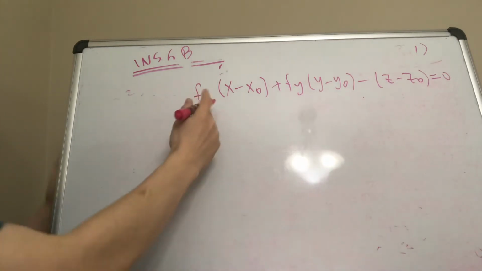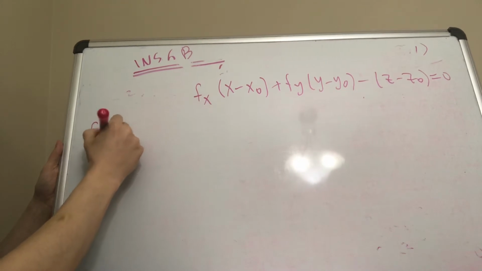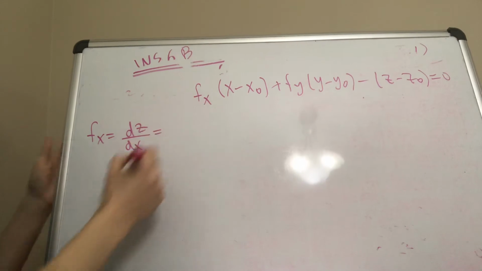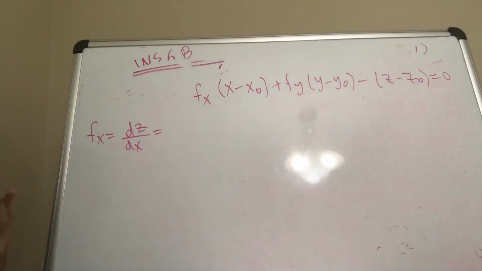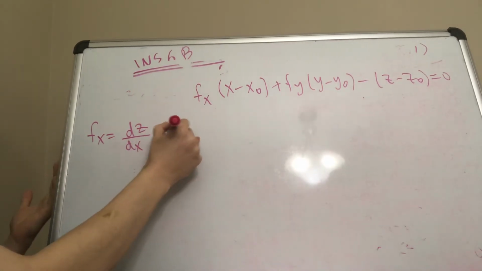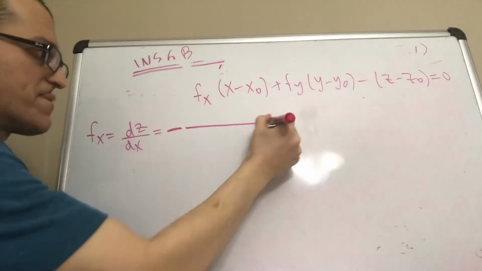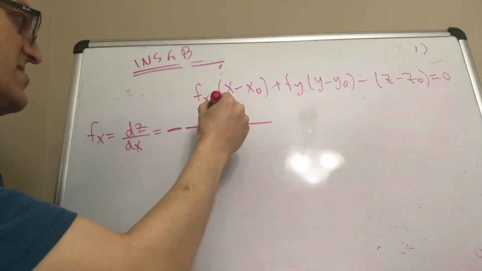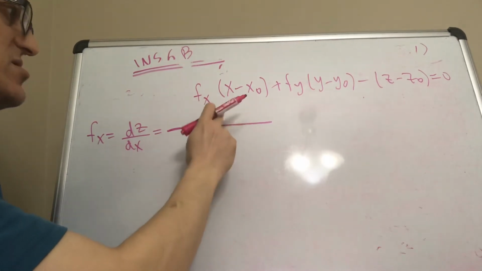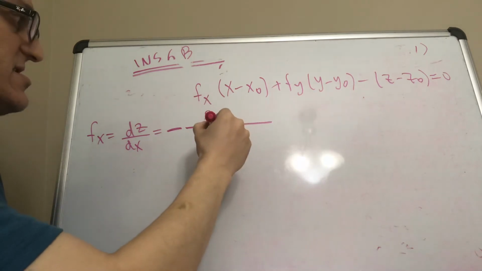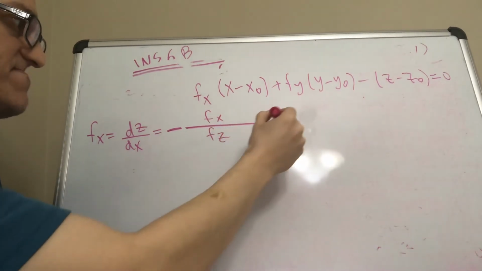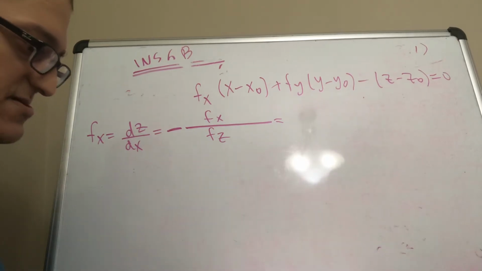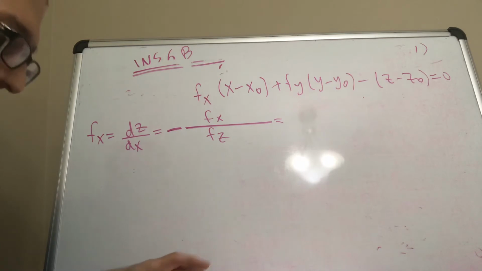So I need to find fx, which is the derivative of z with respect to x. And there was a formula for implicit differentiation: negative, you find fx, or the function derivative, and you find fz. So, to do this, where is the equation?